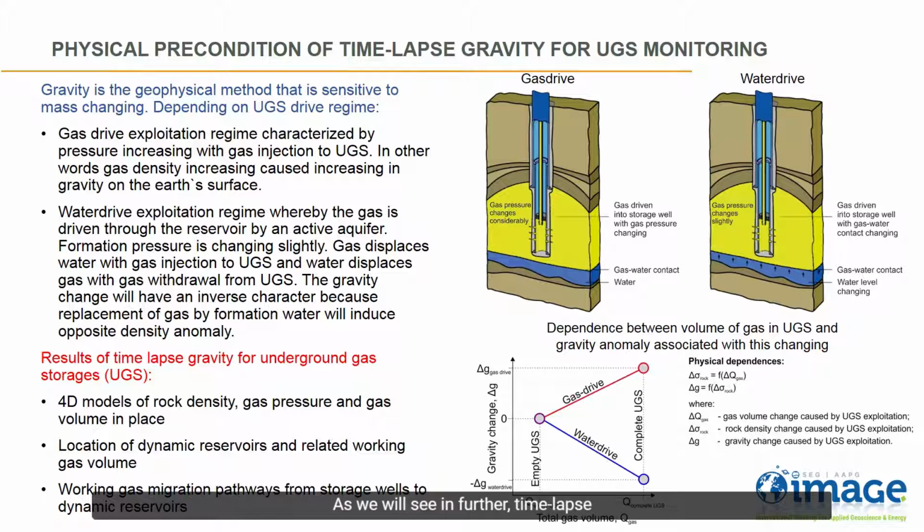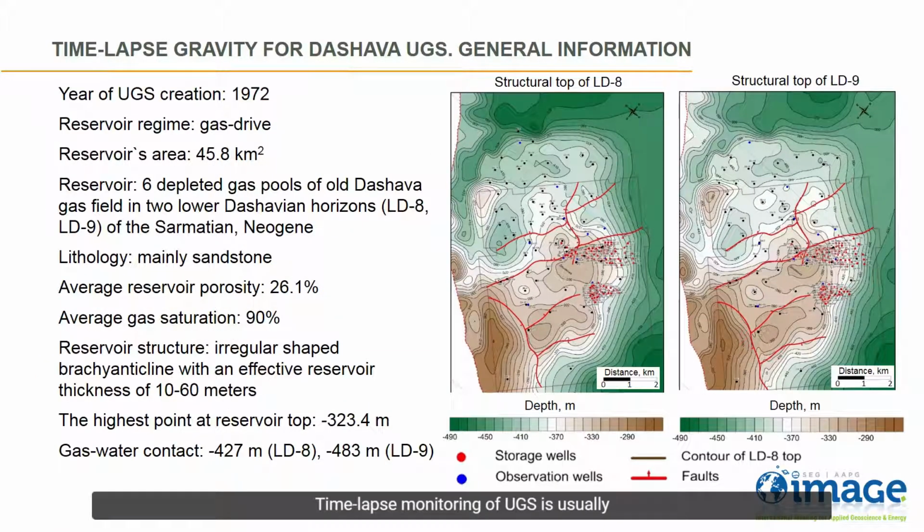As we will see further, time-lapse data gives an opportunity to build 4D models of density, 4D models of gas pressure and gas volume in place, to locate dynamic reservoirs in which working gas can be injected and withdrawn, and to understand gas migration pathways from storage wells to dynamic reservoirs. Time-lapse UGS monitoring is usually performed in inspection wells and via 3D seismic survey, and incorporates 3D models of porosity and permeability, formation pressure, and volume of gas by dynamic modeling. Unfortunately, 4D seismic is rarely available and well data are too sparse to build an adequate reservoir model.